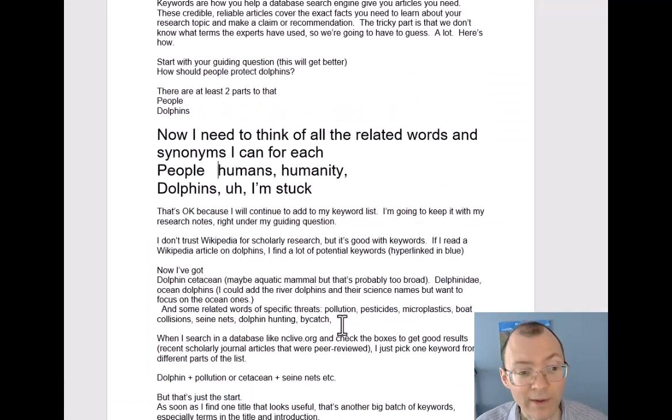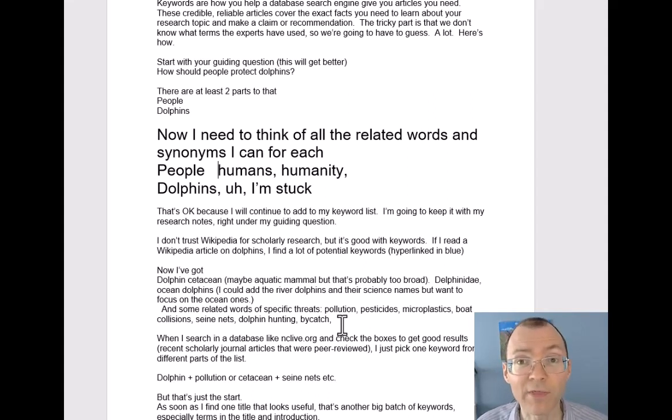When I take my keywords and my guiding question over to a database like NC Live, then I've got a lot more words that I can guess to help the search engine find articles that are helpful to me. I will also continue to improve my keyword list as I find one source that mentions more words. I'm going to just keep adding to my list.